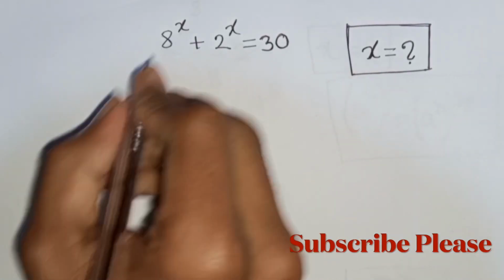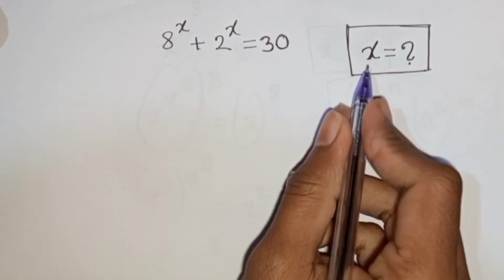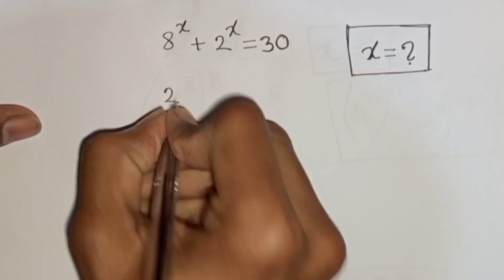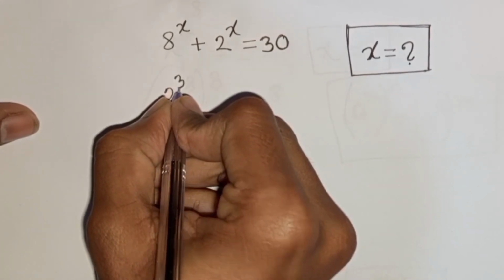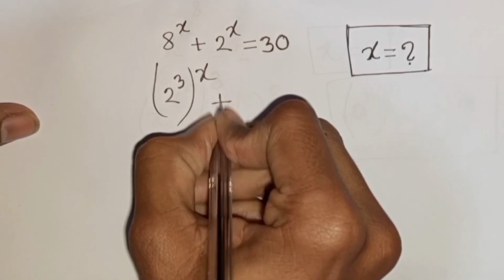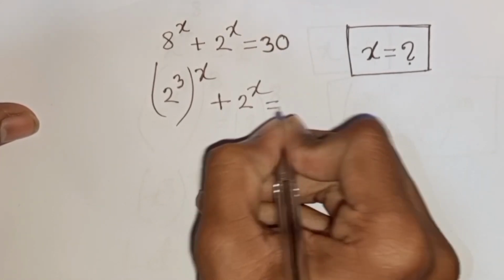How to solve 8 power x plus 2 power x is equal to 30. Find the value of x. So we have 8 power x is the same as (2 power 3) power x, plus 2 power x is equal to 30.